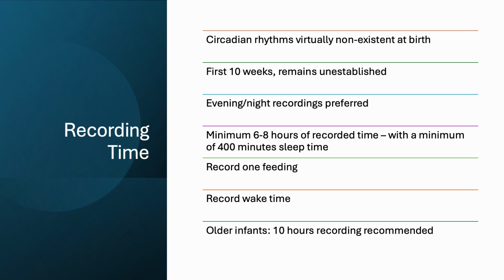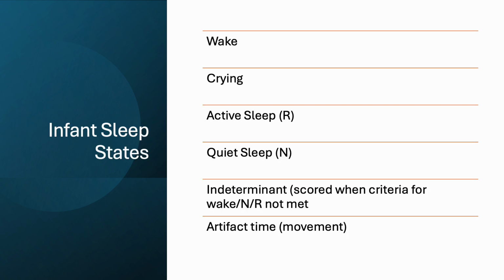With infants, they don't sleep through the night. They have feedings, which should be recorded, as well as the resultant or other spontaneous wake time. As we've talked about before, infant sleep states are different than pediatric or adults. They actually consist of wake, crying, active sleep, which is REM, we just say stage R, and quiet sleep, which we say is stage N, but we know is non-REM. There's also indeterminate, which can be scored when you can't really tell if an epoch is N or R sleep or wake.